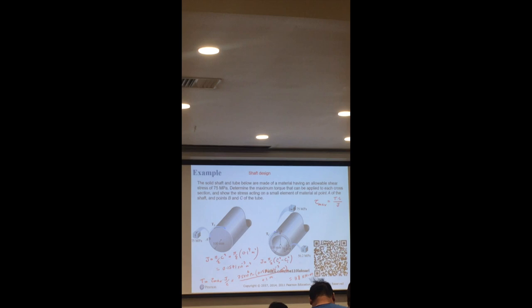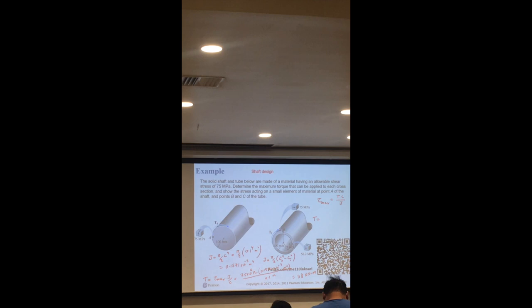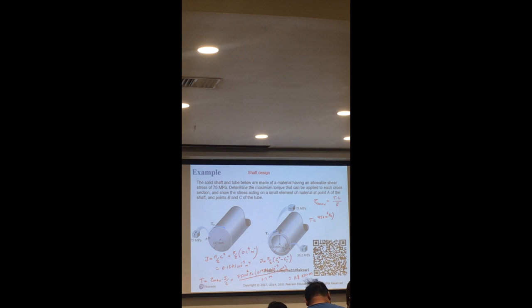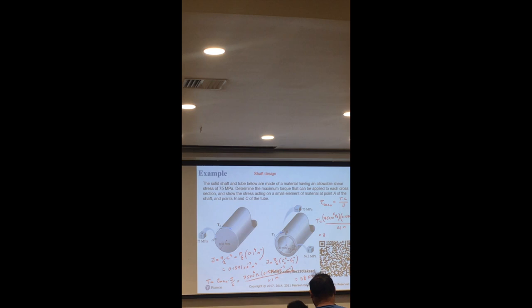And then what happens to this one here? Again, it's 75 times 10 to the 6 pascals times, what's the J for this, the hollow one? I think it's something like 1074 times 10 to the negative 3. And then again, divided by the outer radius. Hopefully you all got that. And that will be 80.5 kilonewton meters.